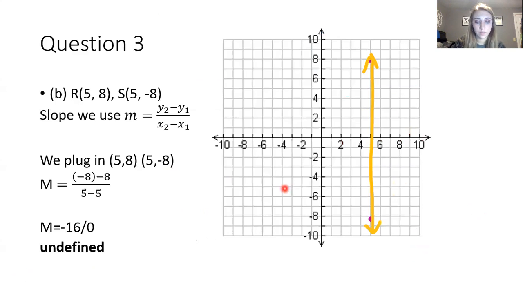For question 3, now we're doing part 2, where R is 5, 8 and S is 5, negative 8. For this slope, we're going to use a slightly different formula: y2 minus y1 over x2 minus x1. We plotted our points over here, and we know that the line is straight. So we plug in negative 8 minus 8 over 5 minus 5. We can see that this is a vertical line, and when we solve this, we get negative 16 over 0, which is undefined. So this slope is undefined.